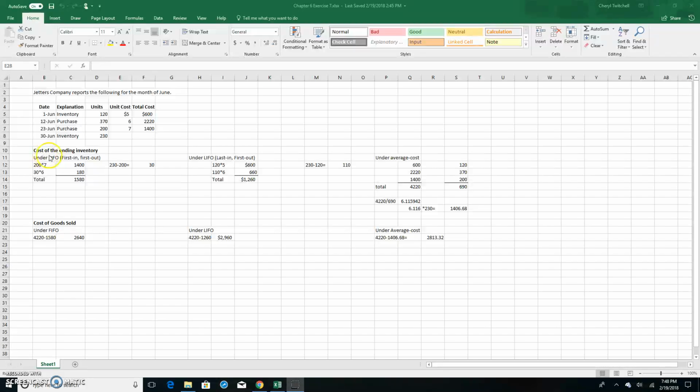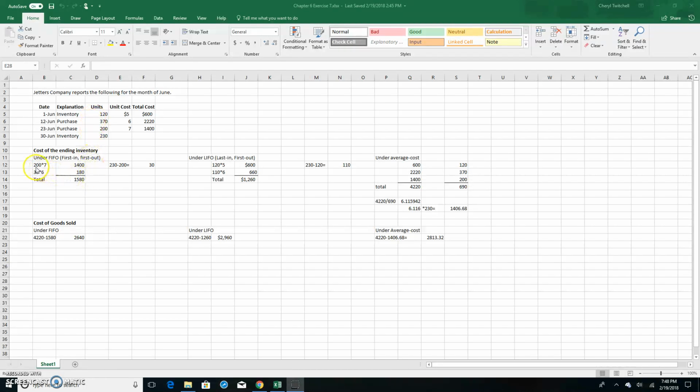So we start here with the cost of the ending inventory, and we start first under FIFO, which is first in, first out. And just a little explanation on that. Under FIFO, companies determine the cost of the ending inventory by taking the unit cost of the most recent purchase and working backward until all units of inventory have been costed. So basically what you do is you look at the ending inventory here, which is 230. And so we need to work from June 30th, and we're going to go up to June 23rd, to June 12th and June 1st if necessary.